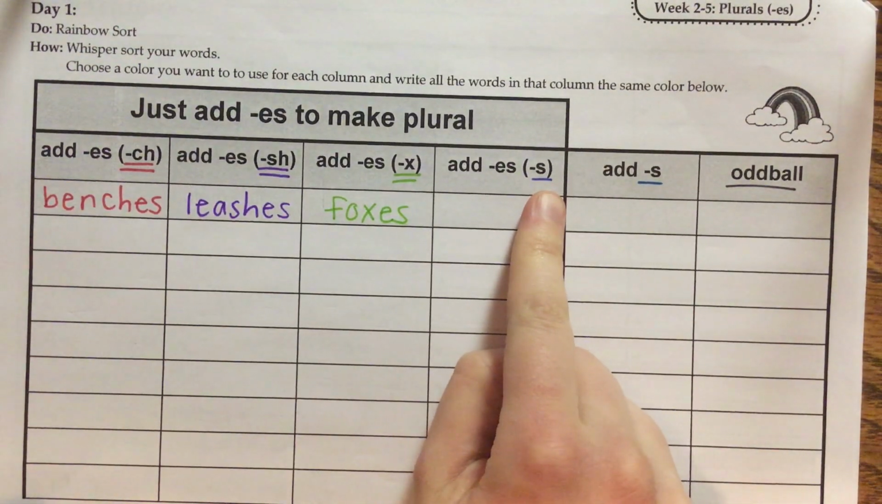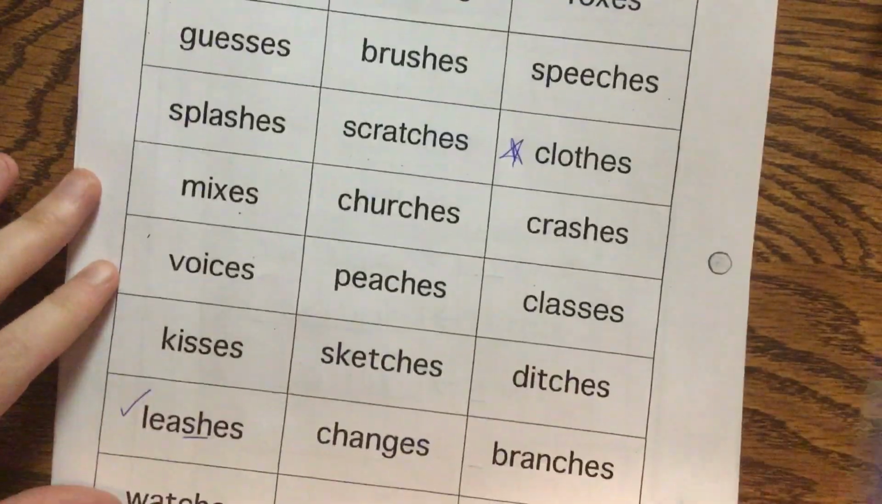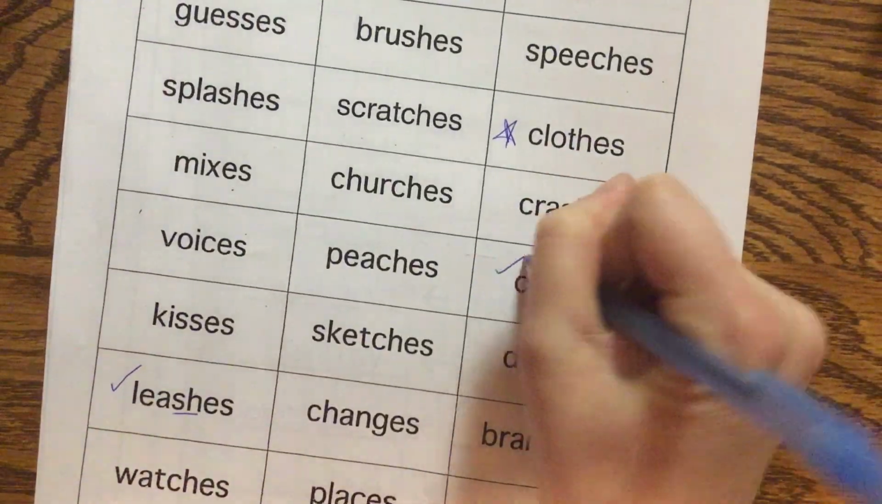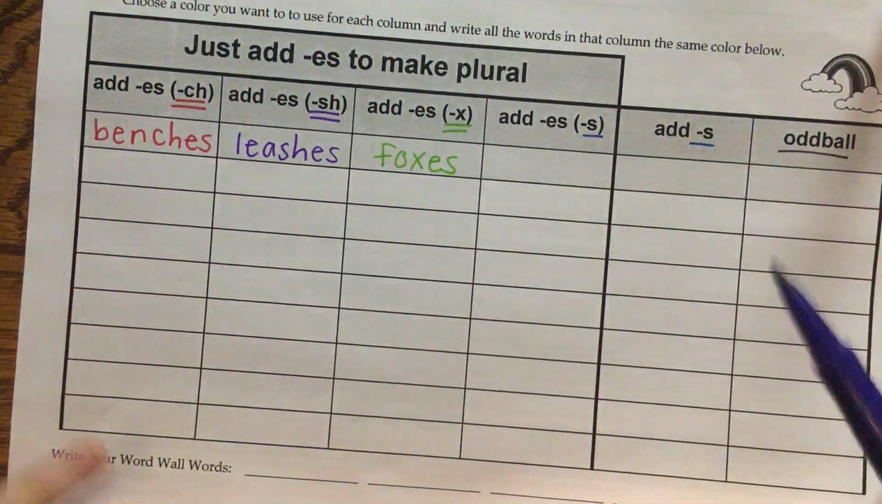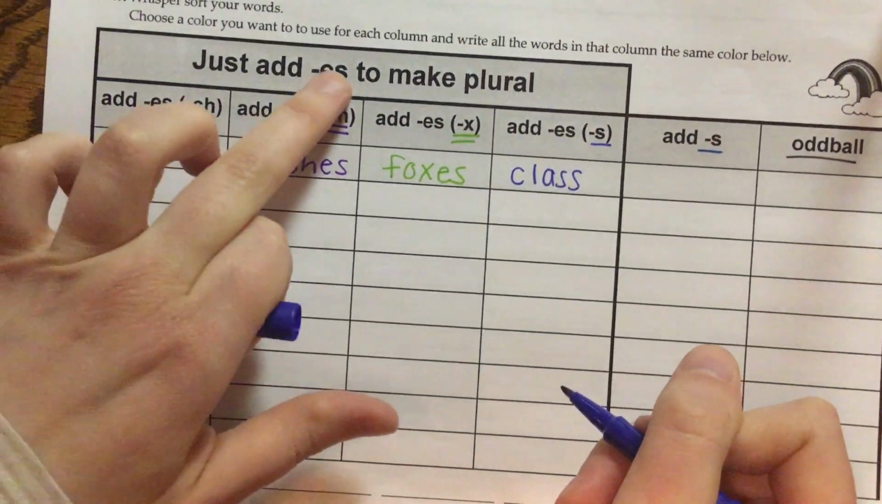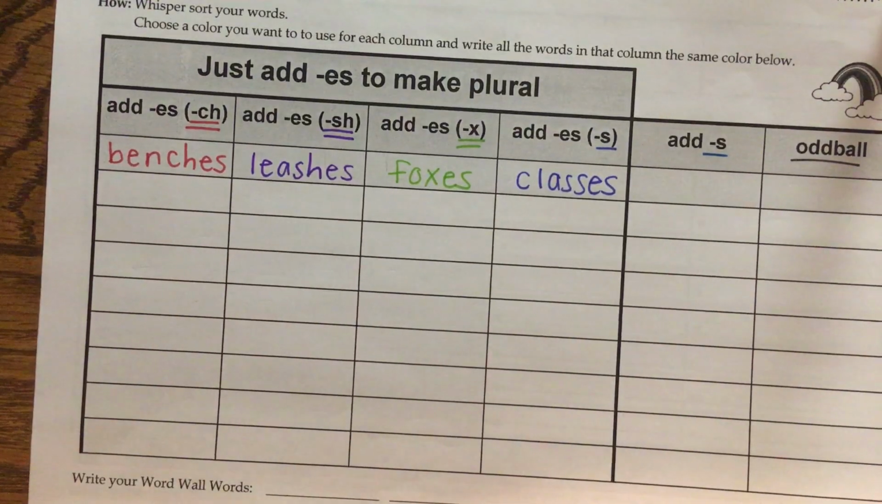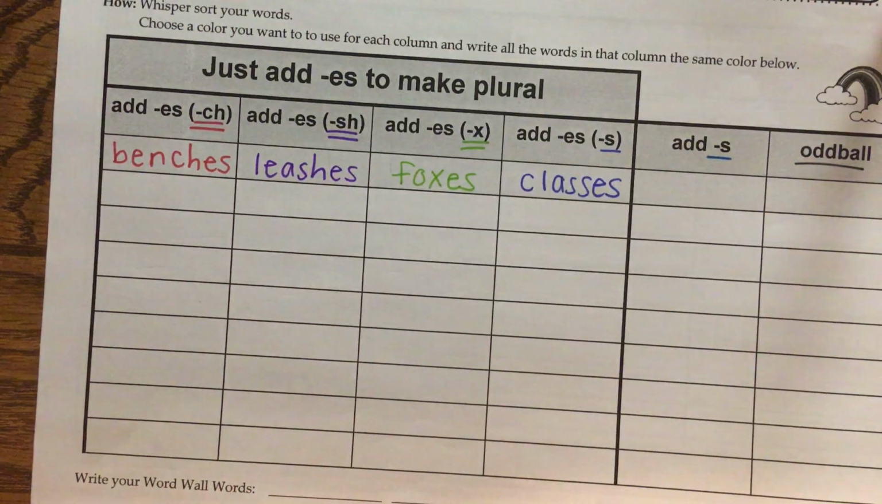Now I'm going to use my dark blue to find a word that ends in just an S. So let me find a base word here that is ending in S. Right here, classes. So I will write the base word class, C-L-A-S-S. I'm gonna add ES to make it plural, classes. And then finally add S.